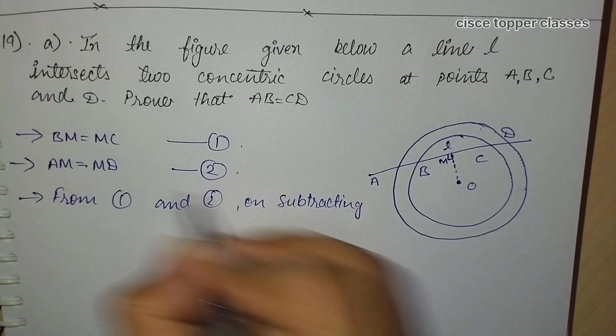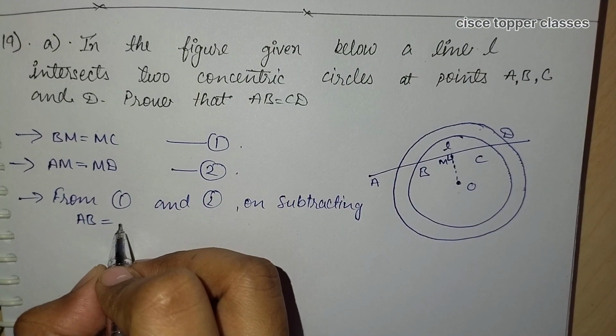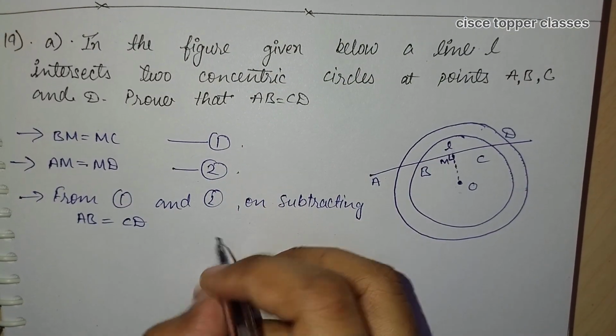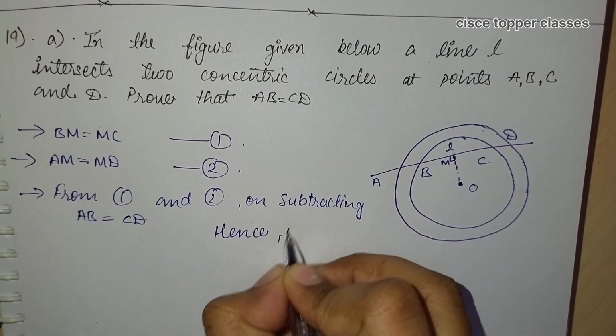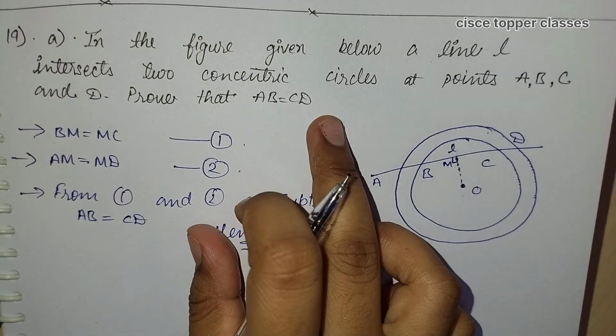AM minus BM is equal to AB here, and MD minus MC is equal to CD here. And this is what we have to prove in this question, hence proved. So this is the solution of question 19, first part, AB is equal to CD.